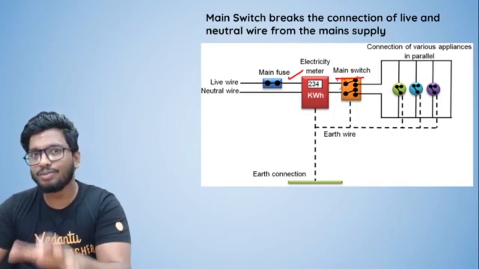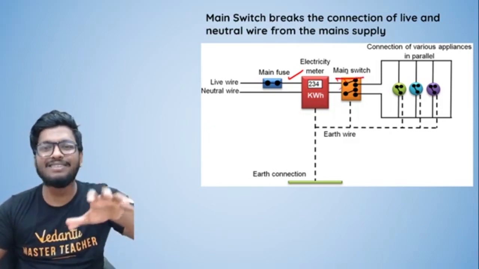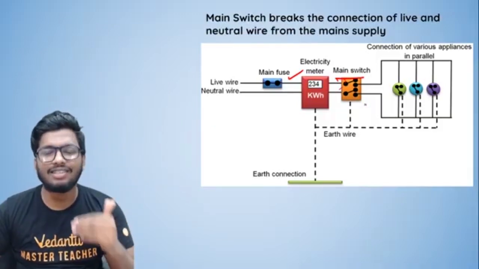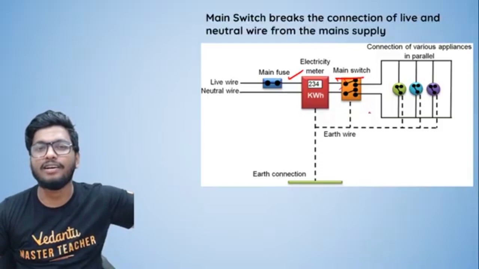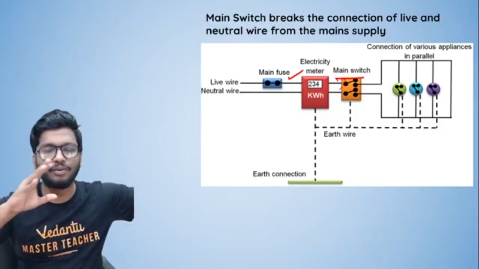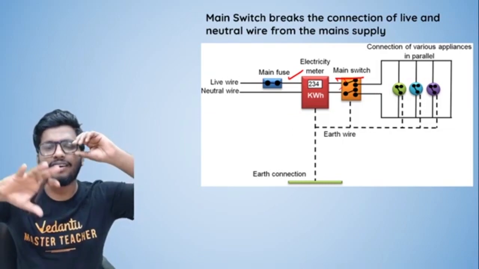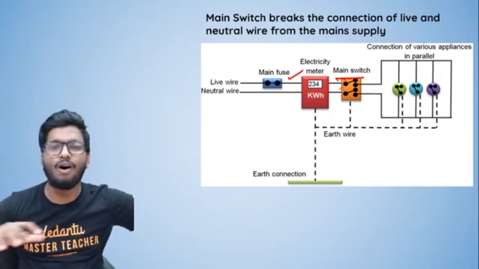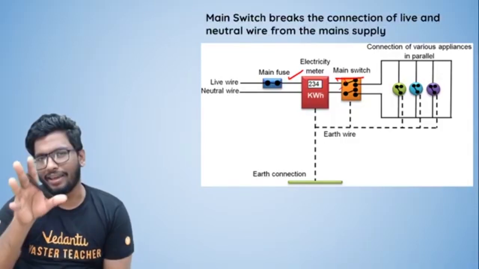Now this main switch is what then divides it or breaks it up into smaller circuits and sends it to each and every corner of your house. So it is this main switch that is basically controlling the ones going into your bedroom, into your kitchen, into your bathrooms. All of that is basically connected to the main switch.